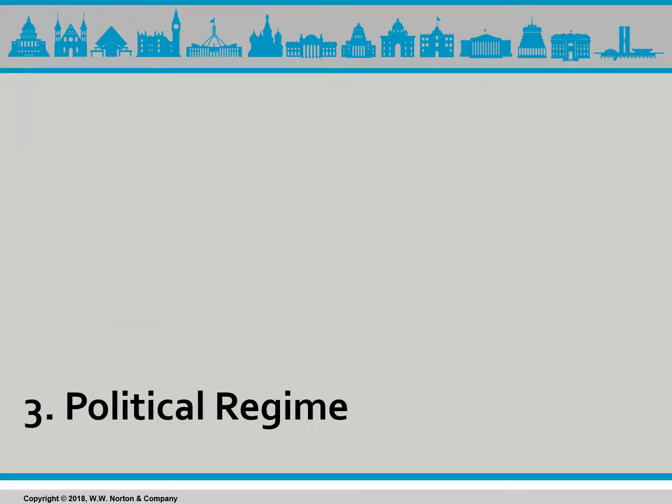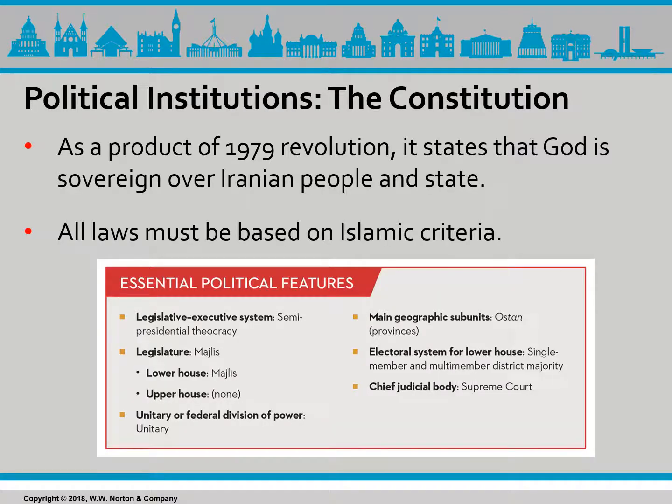All right, now the political regime. First and foremost, we're looking now at post-1979 revolution. The constitution itself states that God is sovereign over the Iranian people and the state, and all laws must be based on Islamic criteria. Fun fact, their actual constitution has only been revised once, and that was in 1989, when Khomeini had made provisions after his death. So essentially it was just him adding some things before he died. And the constitution is an excellent example of fundamentalism in practice.